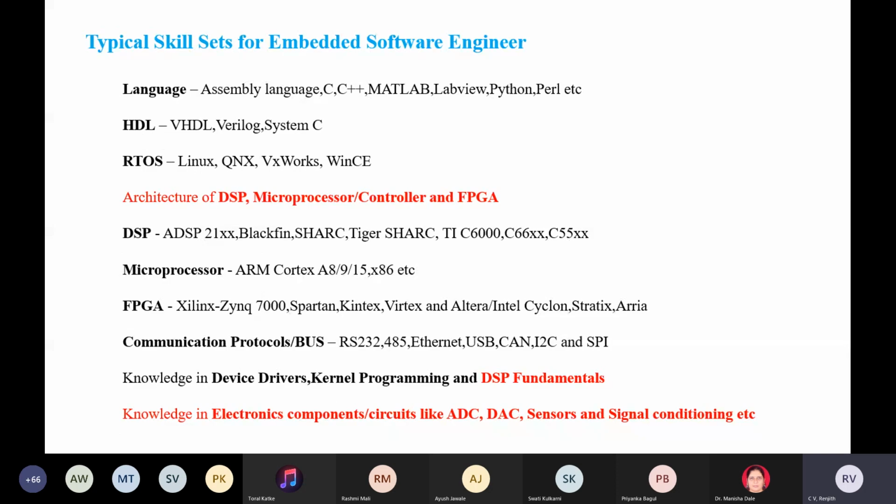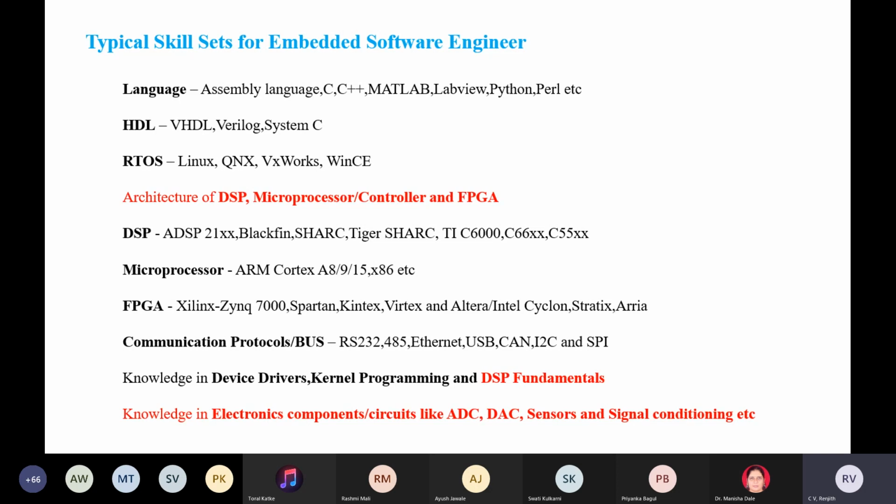Okay, so now let us talk about the skill set. Before I do that, I would like to clear a few things, generally about the product companies, or generally about embedded systems. Embedded system is a combination of hardware and software. When you say combination of hardware, it means you have different kinds of processors there. You have a DSP, FPGA, and processor. Processors means it's not microprocessor or controller anymore, okay?